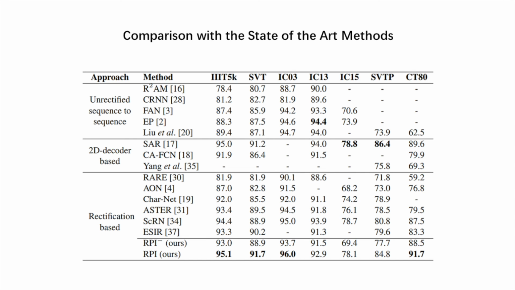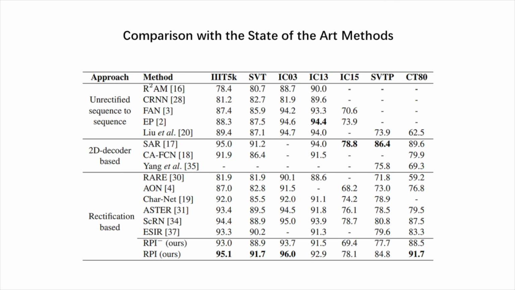Besides, RPI- is trained with only SynthText and Synth90K. The rectification-based methods are trained with only synthetic data. Therefore, we compare RPI- with them. RPI- wins all the other rectification-based methods on Qt80, the dataset specifically built for evaluating curved text recognition, and performs comparably with them on IIIT5K, SVT, IC03, IC13, and SVT Perspective, but is worse than 3 of them on IC15.